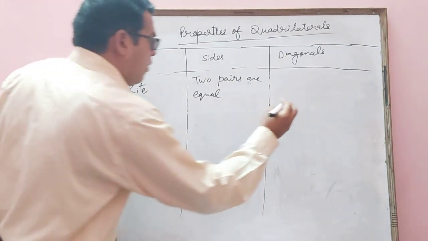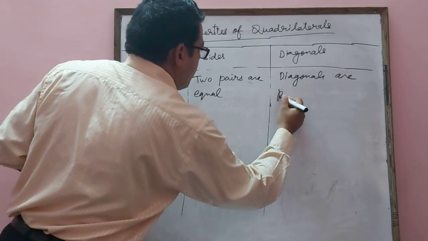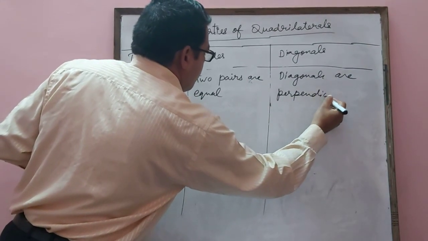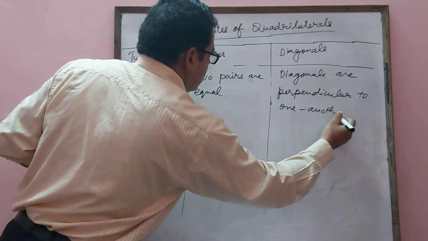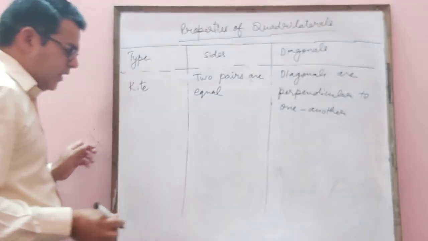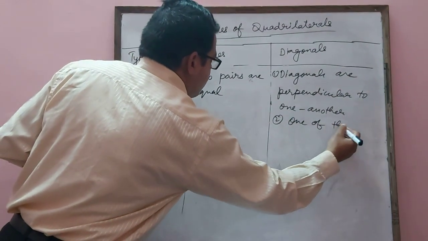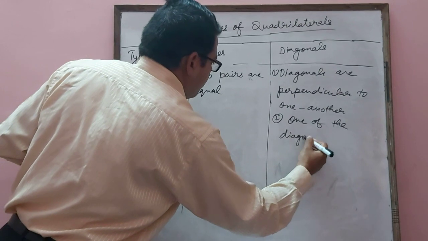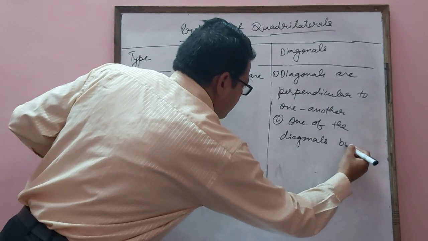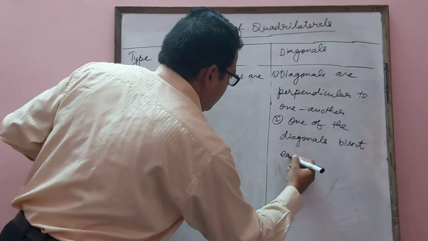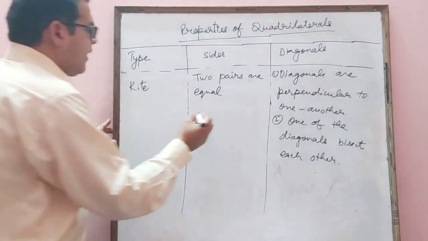And diagonals are perpendicular to one another. And one more property is there: one of the diagonals bisects the other. This is very important. So two pairs are equal.